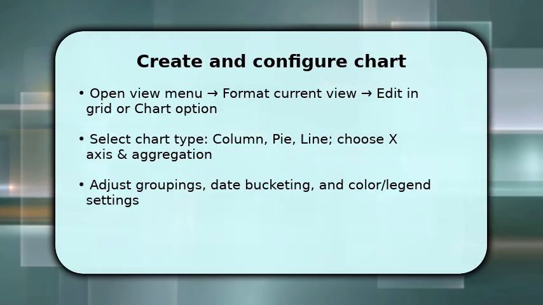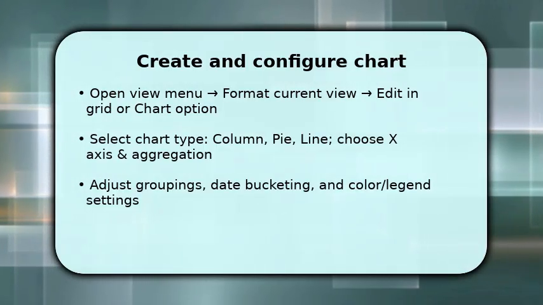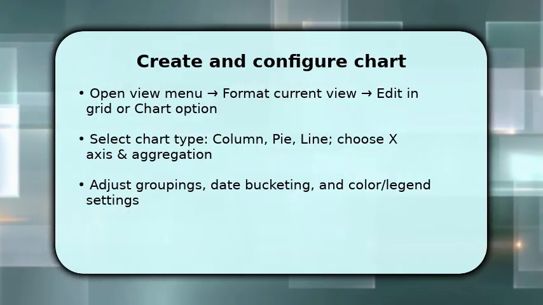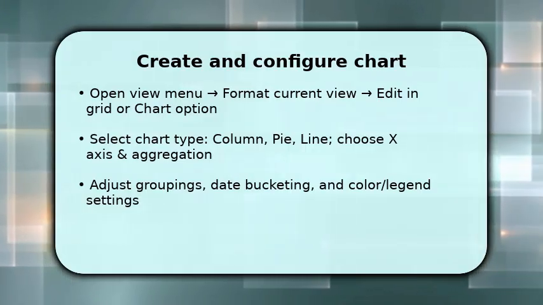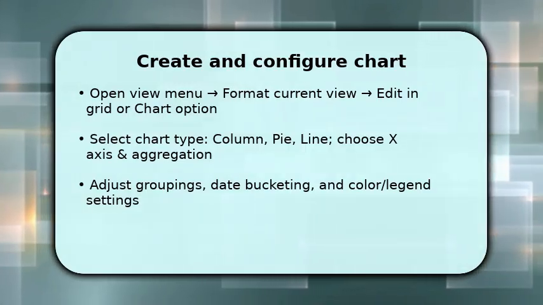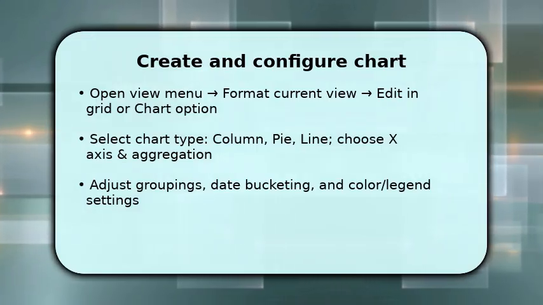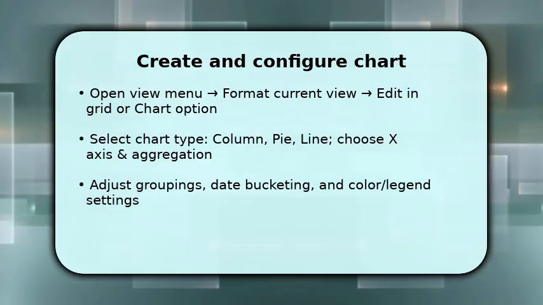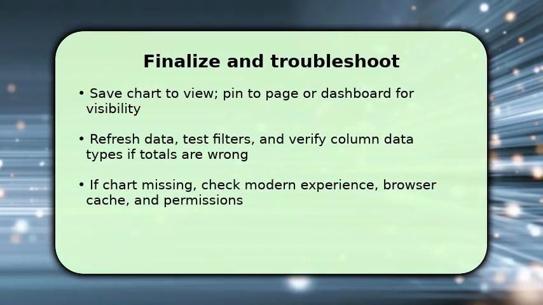Next, pick the chart type that matches your goal: column for comparisons, line for trends, pie for distributions, because the wrong type hides patterns. Then assign the x-axis and the aggregation for the y value, for example, sum of sales or count of items. Make sure to bucket dates or group values so the chart reads clearly and highlights the right insight. You finish by saving the chart and optionally pinning it to a SharePoint page or dashboard for stakeholders.